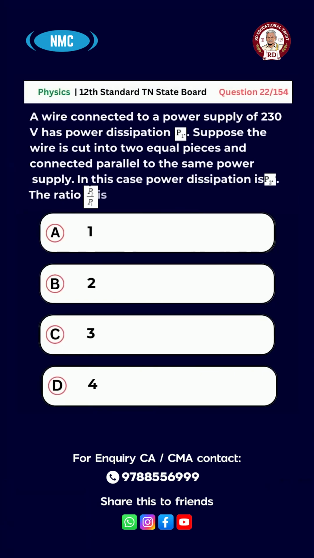Question number 22. A wire connected to a power supply of 230 volt has a power dissipation P1. Suppose the wire is cut into two equal pieces and connected in parallel to the same power supply. In this case, power dissipation is P2. The ratio P2 by P1 is option A, 1, B, 2, C, 3, D, 4. The right answer for this question is option D, 4.